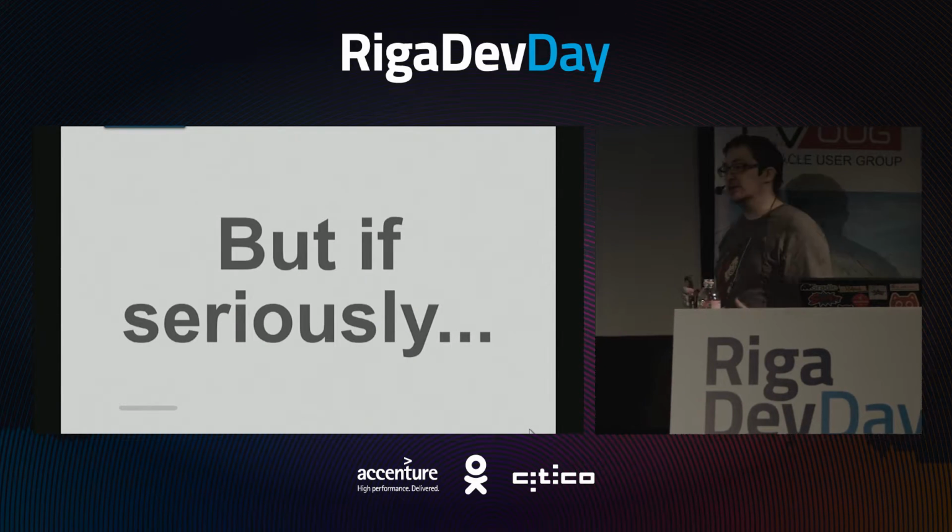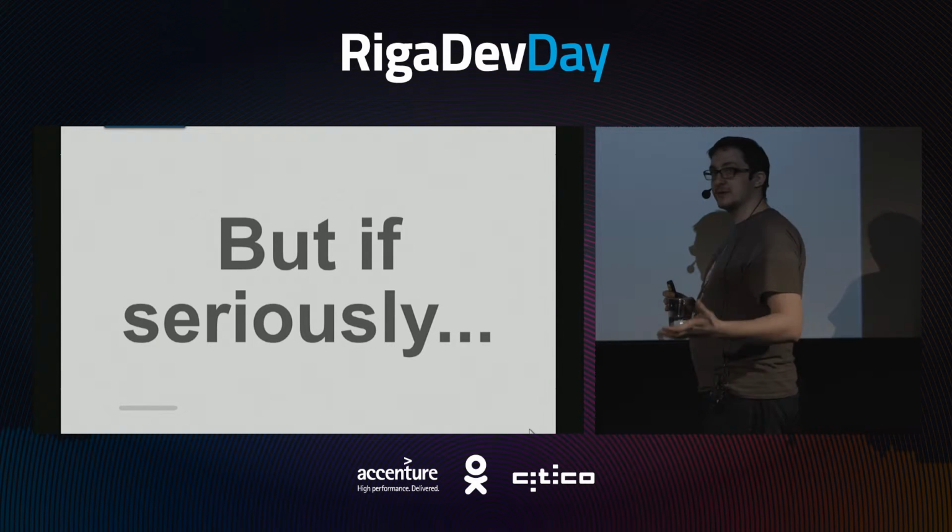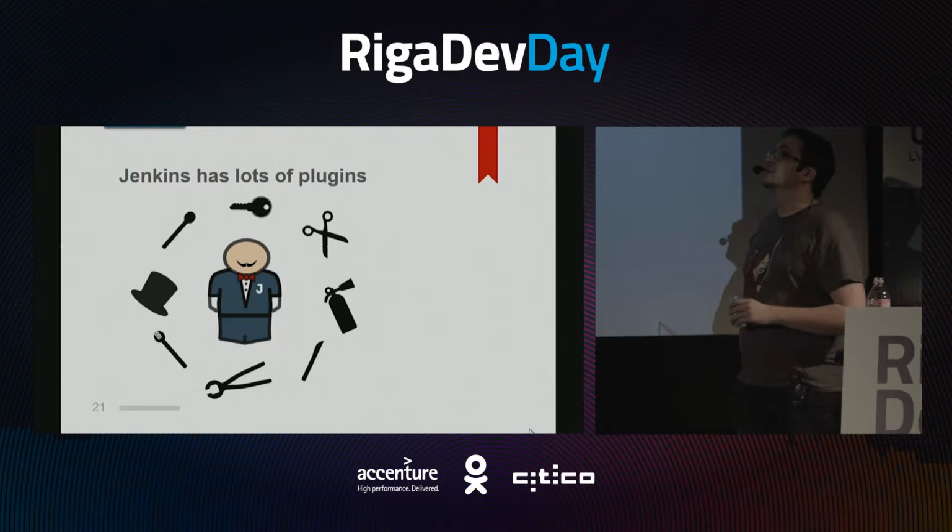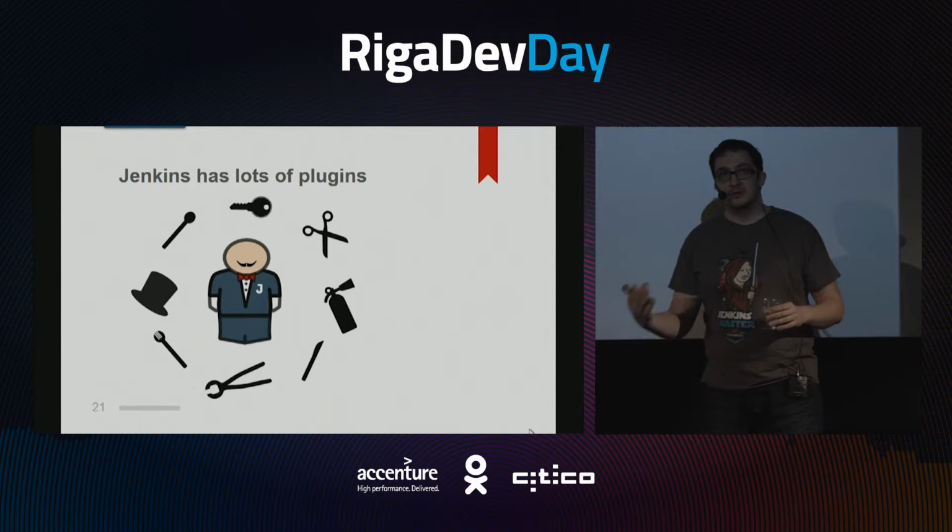Okay, but seriously, if we talk about configuring Jenkins, the first thing we do, usually, of course, we create jobs, but also we configure a lot of different plugins to help us with our build jobs.